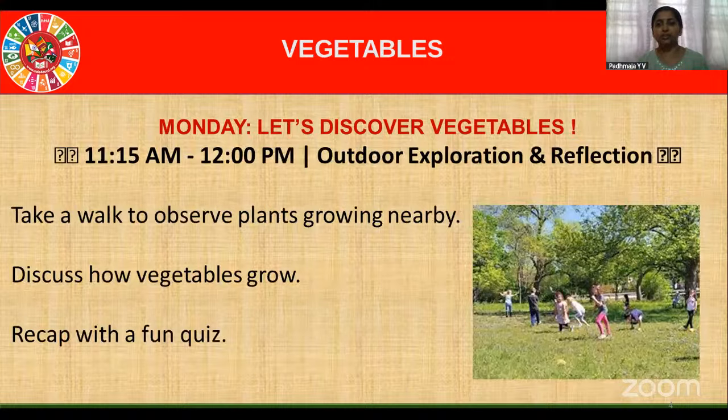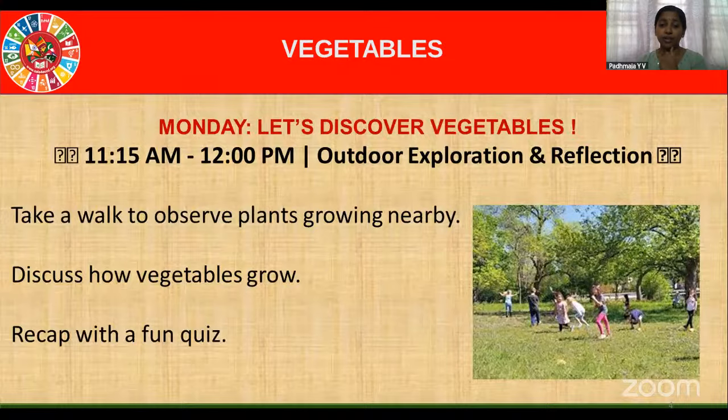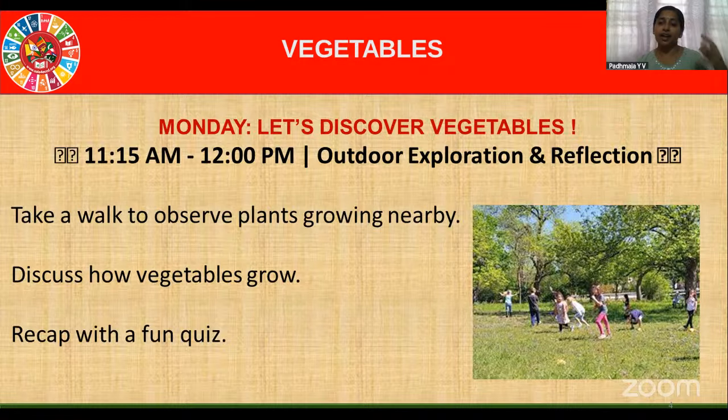11:15 to 12, it is outdoor exploration and reflection. Take a walk and observe the plants growing nearby. Discuss how vegetables grow. Recap all the activities we have done right from morning till 12. Discuss everything and ask them questions so that you get the reflection of whatever they have understood. This is all about Monday.